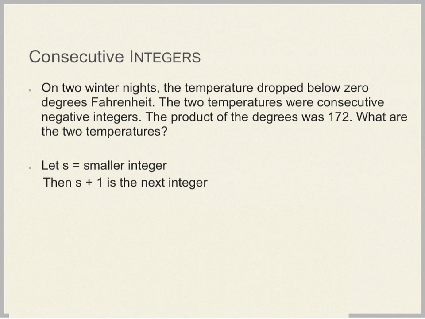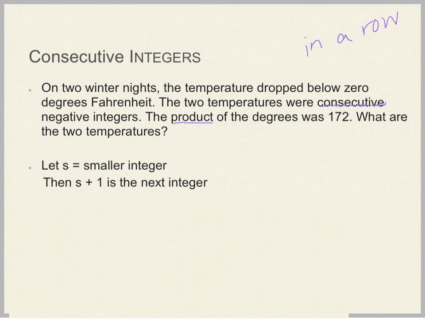I don't want you to think that all negative answers will be eliminated, so let's look at consecutive integers, where on 2 winter nights the temperature dropped below 0 degrees Fahrenheit. The two temperatures were consecutive negative integers, and consecutive means in a row. The product, remember product means multiplication, of the degrees was 172. So what are the two temperatures?